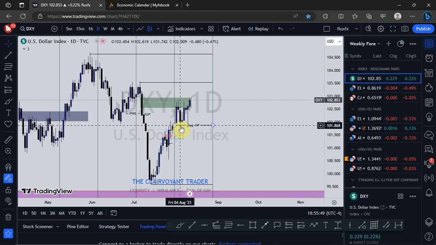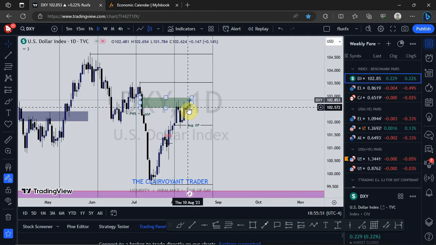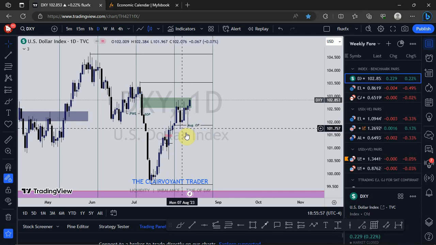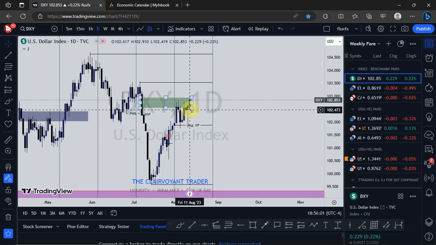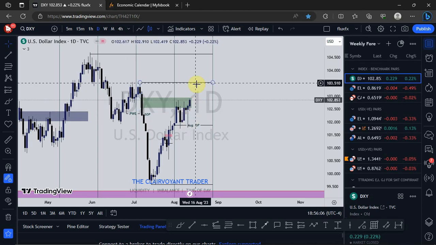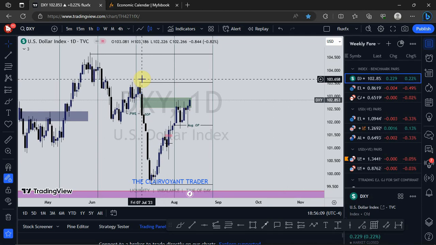Then you saw price moving to the upside. Last week on Thursday, price gave us another opportunity to buy below the August opening price, and we saw price retracing back. As it stands now, I want to see price move toward the 104 zone. That's going to be my next draw on liquidity.